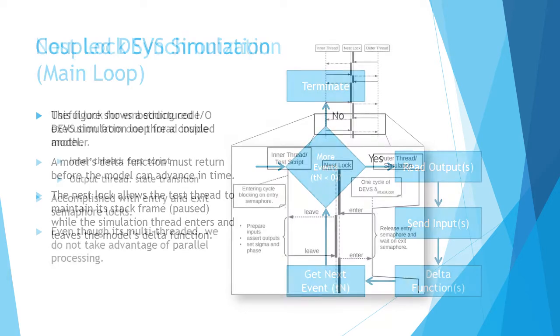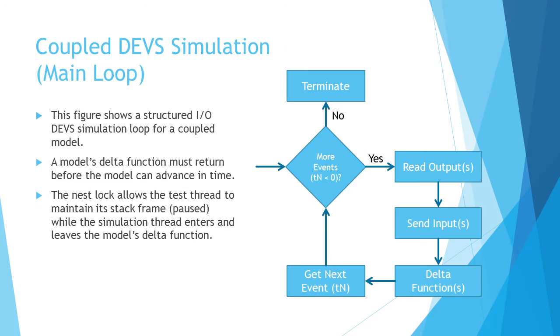The inner thread plays the role of the test script, and the outer thread plays the role of the state transition function. Here we show the main loop for the DEVS simulation. I emphasize that the model's delta function must return to the simulation thread before time can advance on the model. If you are going to run from an interactive script that interacts with other models, it cannot exit. The solution calls for two threads.